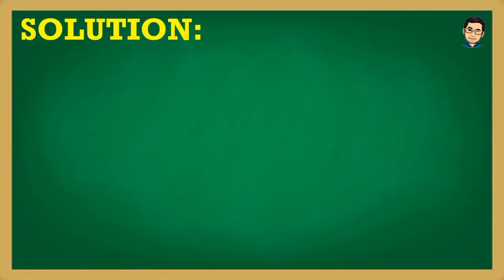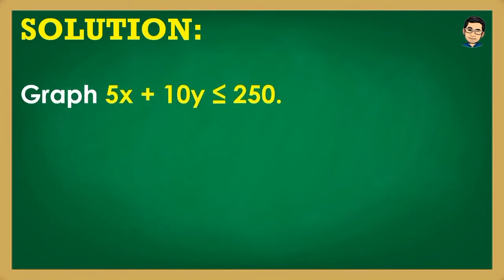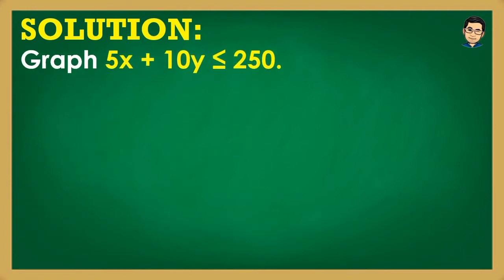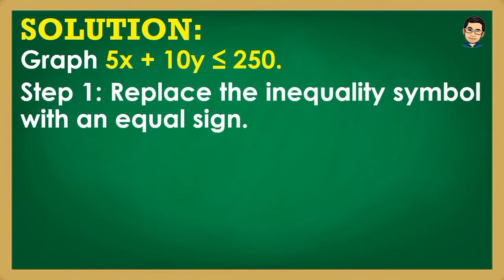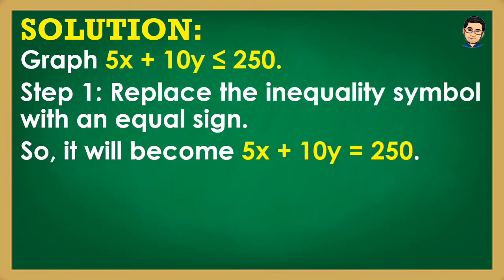Next, para makita natin yung 3 possible solutions, kailangan nating i-graph. So, i-graph natin yung 5x plus 10y is less than or equal to 250. So, yung first step natin, of course, replace the inequality symbol with an equal sign. So, magiging linear equation siya. And that is 5x plus 10y is equal to 250.